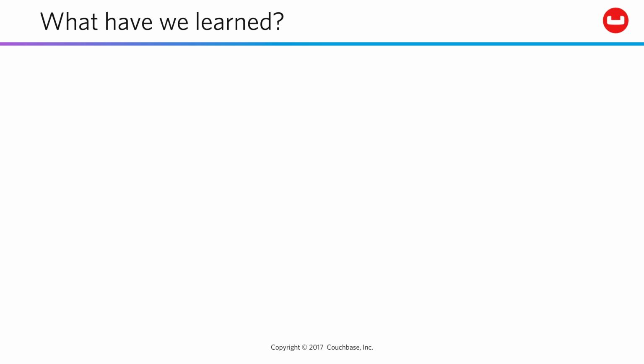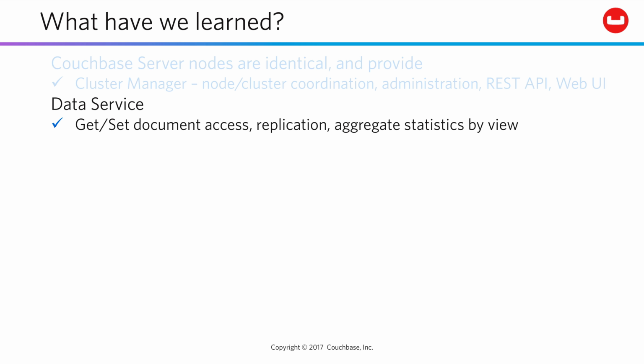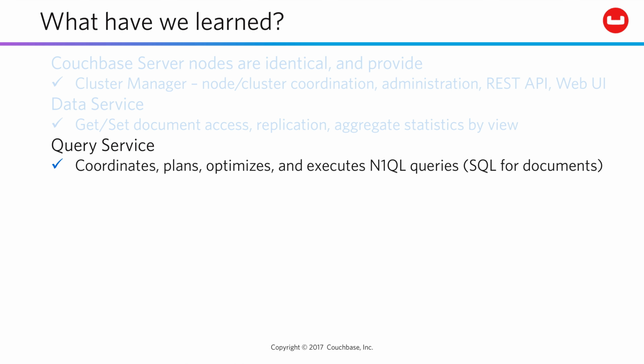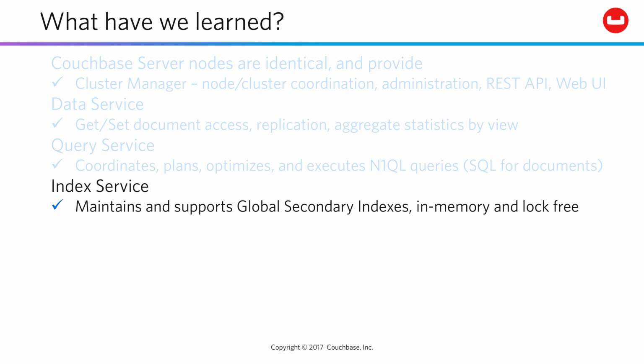So what have we learned? Well, Couchbase nodes are identical and are clustered with carrier-grade performance. The data service exposes individual document operations along with replication and aggregation. The query service keeps your team's SQL skills directly relevant while extending them with the power and flexibility of JSON. The index service provides the fast, powerful indexing your queries demand.